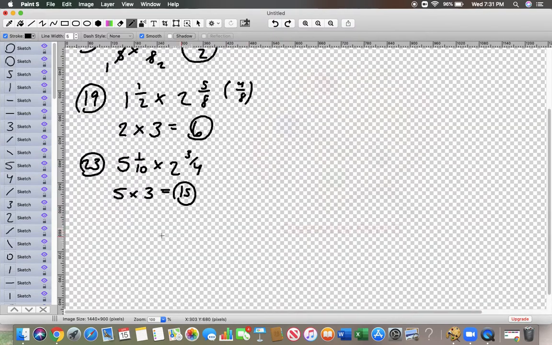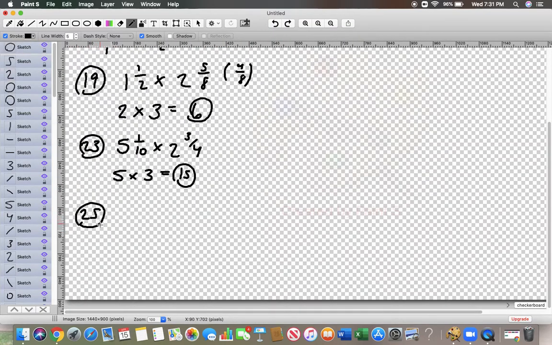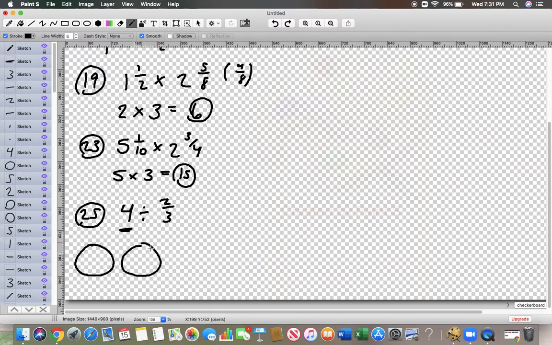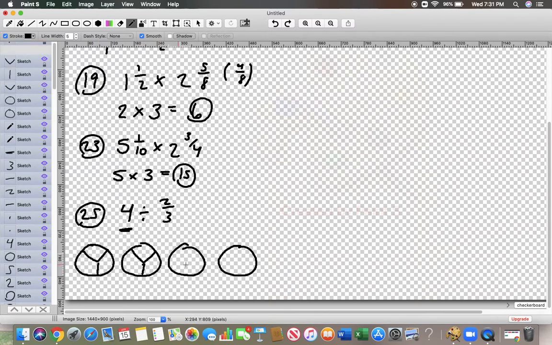Now let's take a look at number 25. We're going to be drawing pictures to solve these ones when we are dividing. So we've got a whole number 4 divided by 2/3. You get to choose what kind of pictures you want to use. What am I beginning with? I'm beginning with 4 wholes. Alright, so I'm going to do circles. And I have 4 wholes that I'm beginning with. And I want to know, okay, how many sets of 2/3 can I get out of these 4 wholes? Well, I need to divide the wholes into thirds in order to divide them up by 2/3.